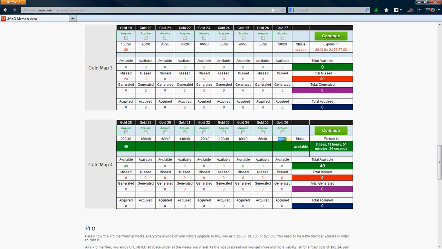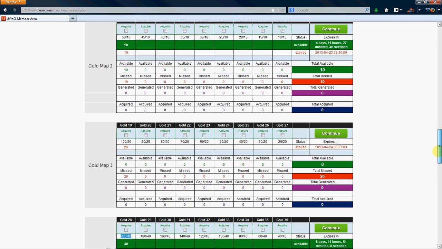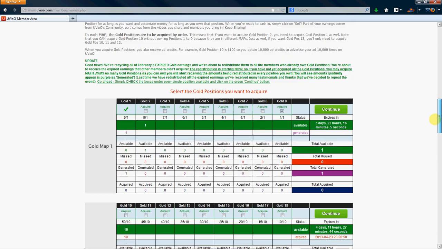But right now, as you can see, there is $40 available. If I was to go ahead and purchase this, that means it's really only costing me $160 to actually get to that point. But anyways, there you go. Those are the different gold positions that you can jump in on and take advantage of and acquire.